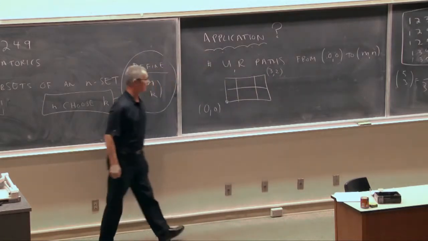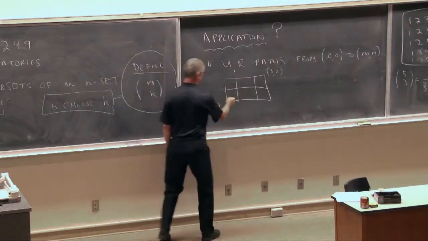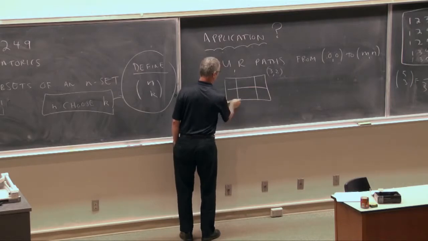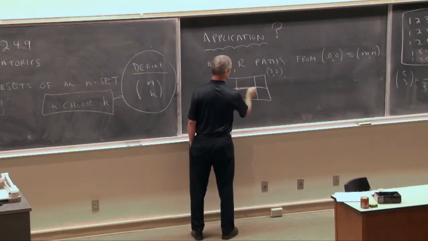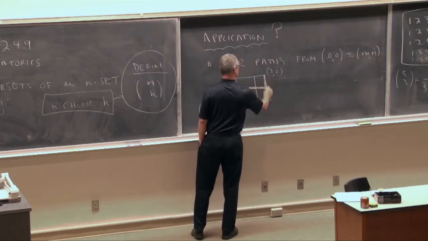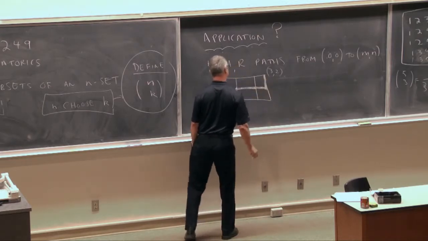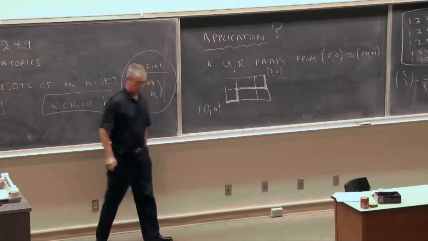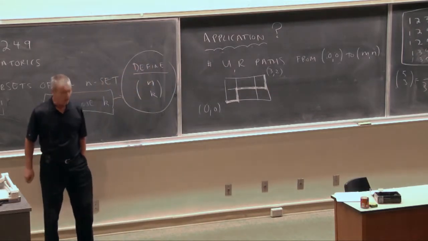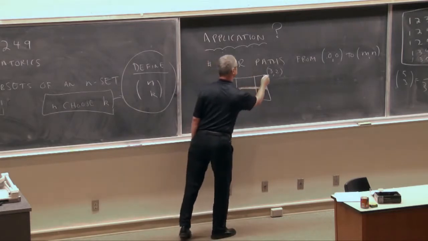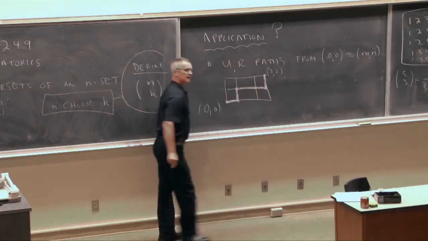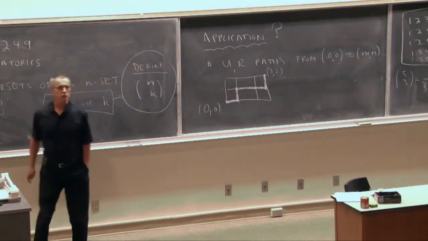And you view this in time, you start, you make a decision. I'm going to go right and up. And maybe right again, and maybe right again, and then up. How many paths are there from 0, 0 to m, n? The answer is m plus n choose n, as you all know.